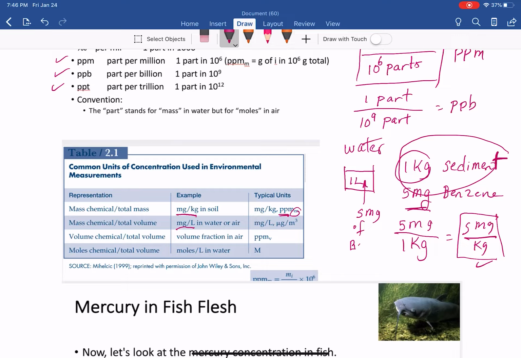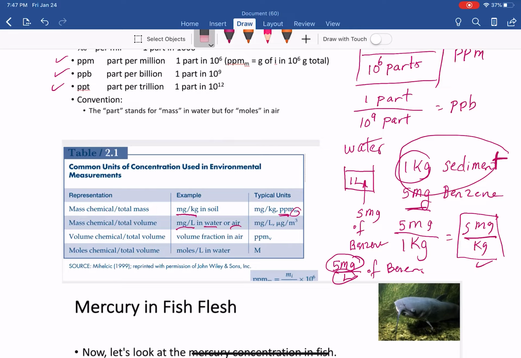Of benzene in 1 liter. So we do it like this: 5 milligram per liter of benzene. 5 milligram of benzene per liter of seawater or water. You can do it for water, and you can do it also for air. You took 1 liter of air and you analyze the filter. After you filter the 1 liter of air, you find out that there is 5 milligram of benzene. So it's 5 milligram divided by 1 liter of air.